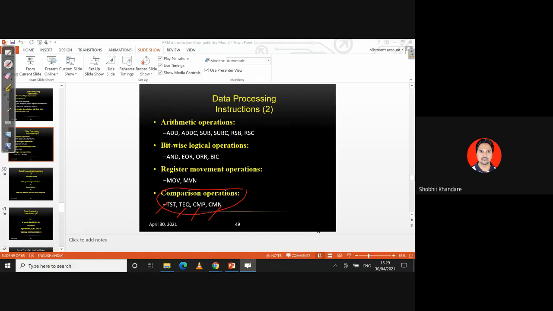Okay, so you can write down the heading as data processing instructions. And in that you can just briefly write down arithmetic operations. You have the bitwise logical operations, you have this 4. For register movement operations we have this 2, and for comparison operations we have this 4. You just write down this in brief, and then we will start with the comparison operations, that is TST, TEQ, CMP and CMN.